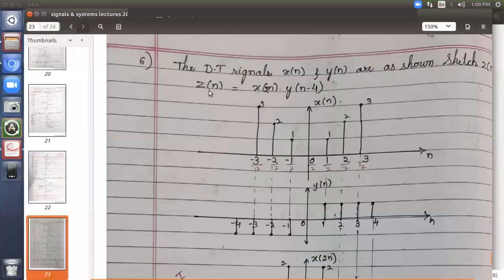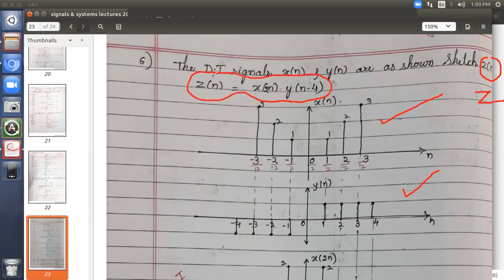Let us take the sixth problem. The discrete time signals X and Y. Two signals are given here. Okay. This is your X signal. This is your Y signal. It's a discrete time signal. We have to sketch Z of n. Okay. It is not 2. It is Z. What is Z of n? This is the question given. Z of n is equal to X of 2n into Y of n minus 4.